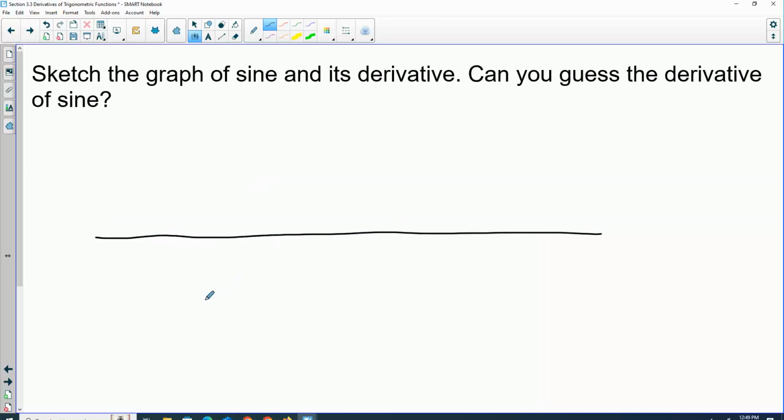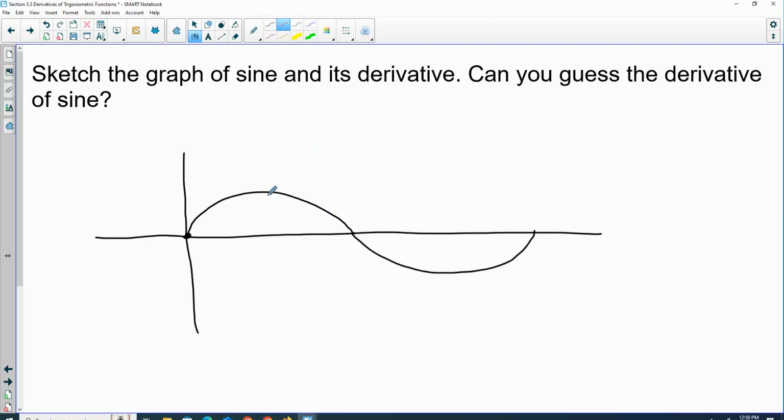So we're going to use limits in a minute to actually calculate derivatives. But first, I want to try to guess what the derivative of sine would be. What does the graph of sine look like? It starts at 0, goes up and down and up and down, to 1 and negative 1. It's not a very good graph, but you get the idea, right?